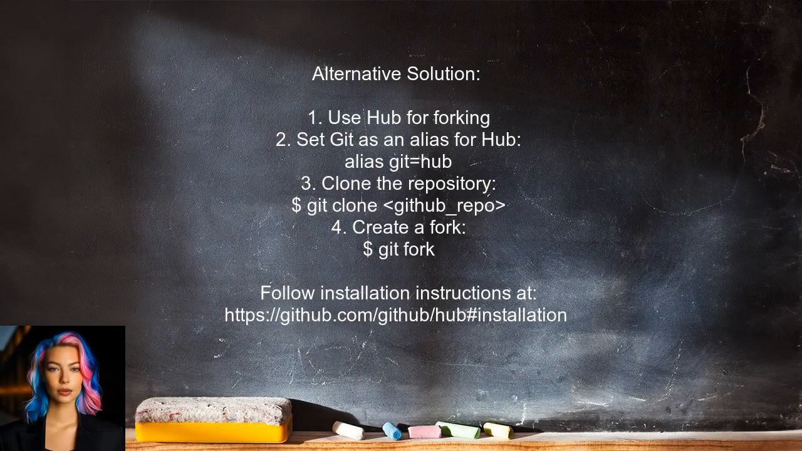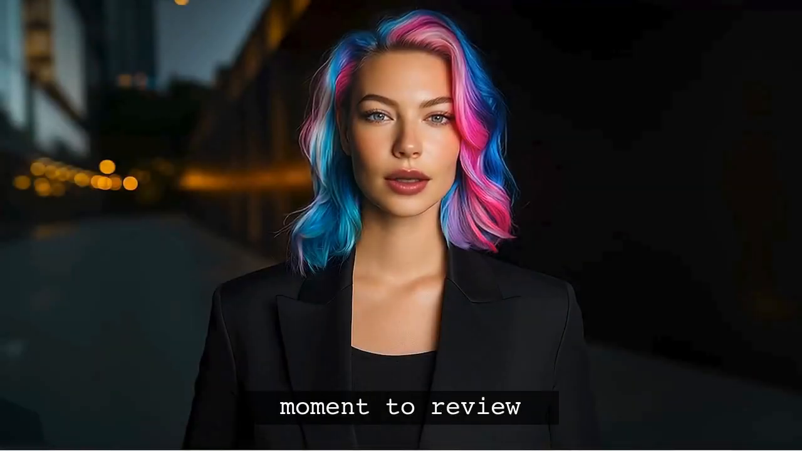An alternative approach suggested by another user is to use a tool called Hub. They recommend setting Git as an alias for Hub, allowing you to run Git commands seamlessly. After installing Hub, you can clone a repository and simply run the command git fork to create a fork directly from the command line. Let's take a moment to review another user's answer.